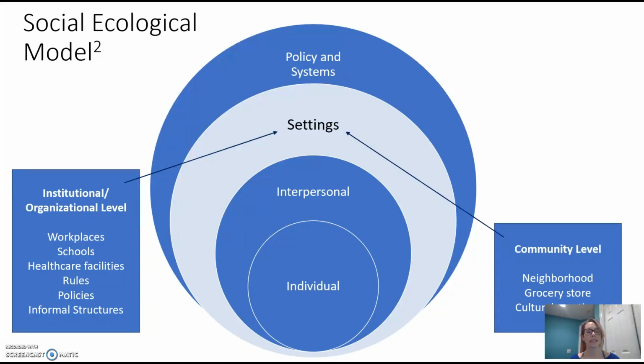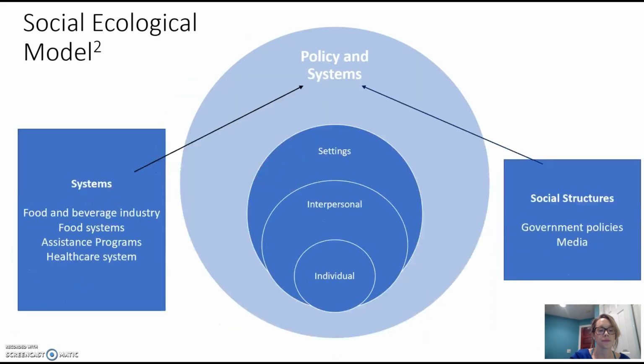This could also be policies, rules, or informal structures that they engage in. Weekly church might have a very high sugar breakfast each week. Learning that these factors have contributed to poor past dietary habits or behaviors helps us understand what coping mechanisms or skill building a patient might need to move forward.